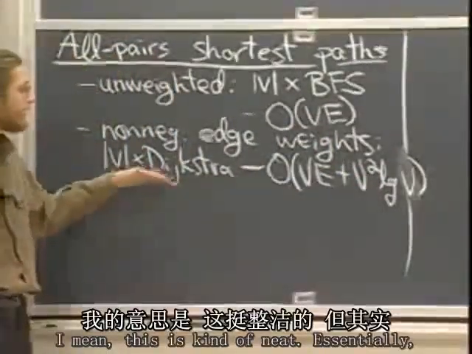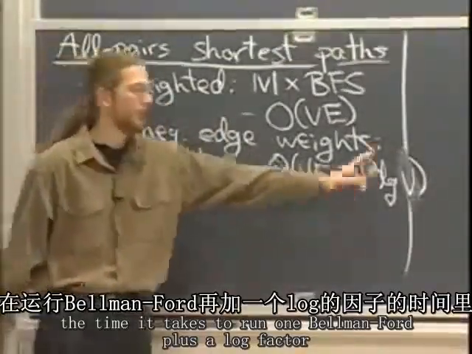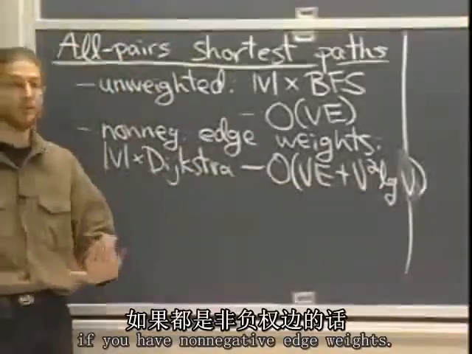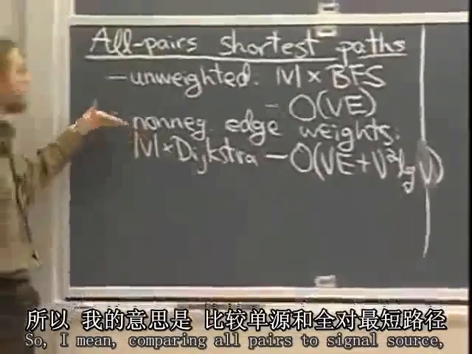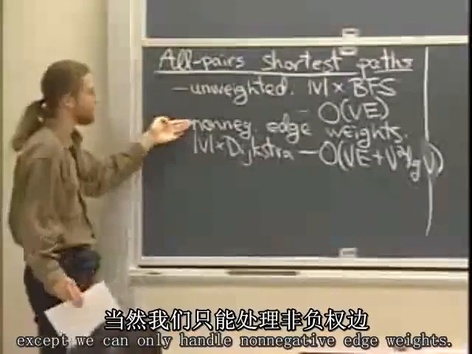I mean, this is kind of neat that with essentially the time it takes to run one Bellman-Ford plus a log factor, you can compute all pairs shortest paths if you have non-negative edge weights. So, I mean, comparing all pairs to single source, this seems a lot better, okay, except we can only handle non-negative edge weights.